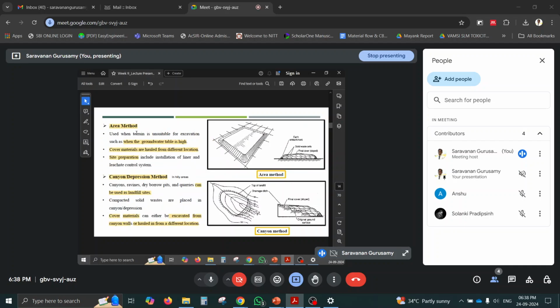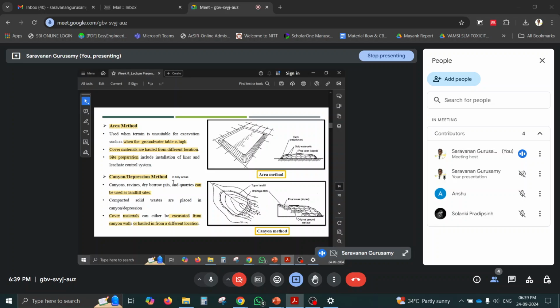So if it is an area method, then it should be used in a terrain where the groundwater table is higher. Then I should not dig the area. So cover materials are hauled from a different location. Instead of excavation, I have to get soil from some other area, and I can use it as daily cover and final cover. And site preparation includes installation of liner and leachate collection system everywhere we need it.